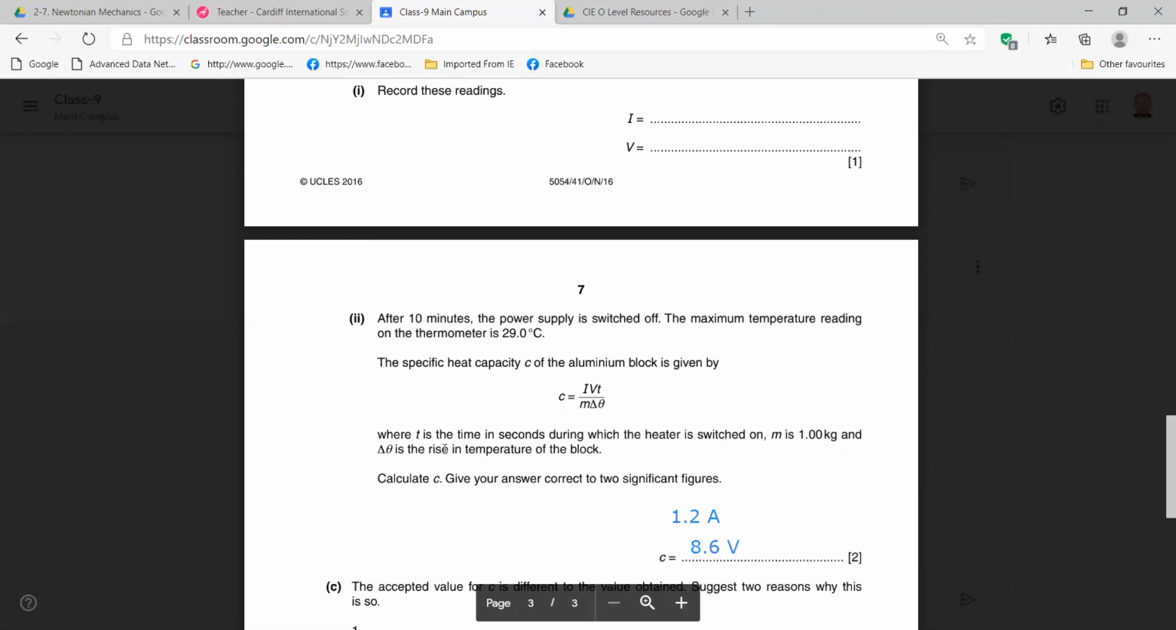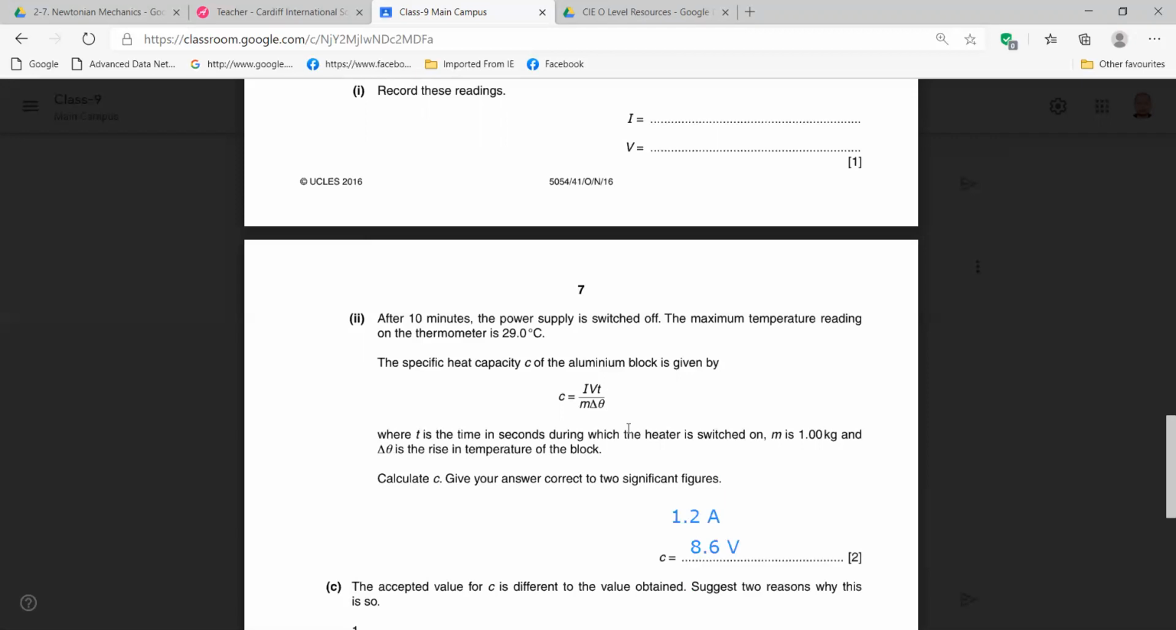You got the same formula before, right? C equals Q by m delta theta. So you write here Q equals IVT. Q equals E equals IVT. E for energy, right? Electrical energy. And Q for heat energy. So from electrical energy you are getting the heat energy, isn't it? So Q equals IVT and the formula is C equals IVT by m delta theta.